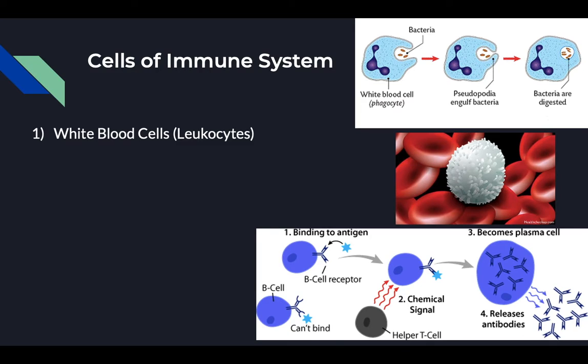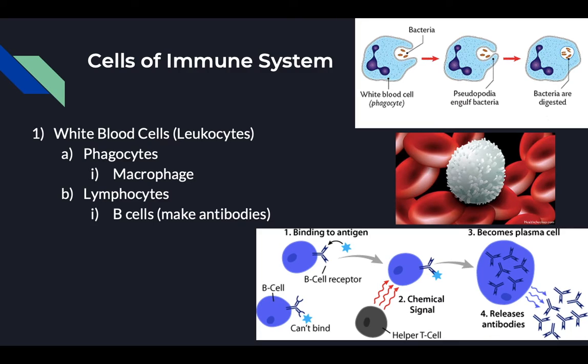The cells of the immune system. We have white blood cells, which are also called leukocytes. And there's 2 types of white blood cells that we care about. White blood cells, leukocytes, include phagocytes, and a type of phagocyte is a macrophage. Phagocyte is just a broad term for a cell that will engulf another cell. Then lymphocytes, where we've got 2 types of cells: B cells that make antibodies and T cells that kill antigens. So keep that in mind.